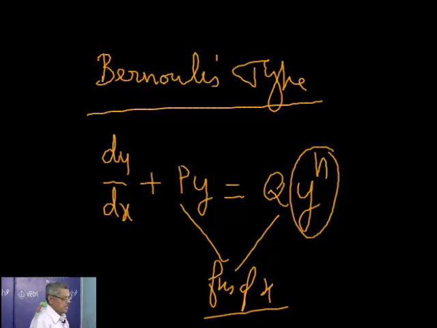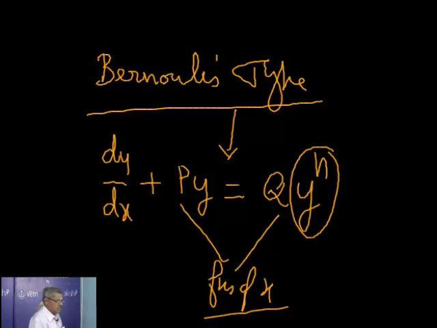This type of equation is called Bernoulli's type. In Bernoulli's type, dy by dx plus P y is equal to Q times y power n, where y is the dependent variable. Instead of y power n, it can be some other function of y, such as sin y, cos y, e power y, whatever it may be. Divide by that and convert this into a linear equation by proper substitution. If you have a function of y apart from Q, that function of y is to be eradicated. An equation of this form is called Bernoulli's type.